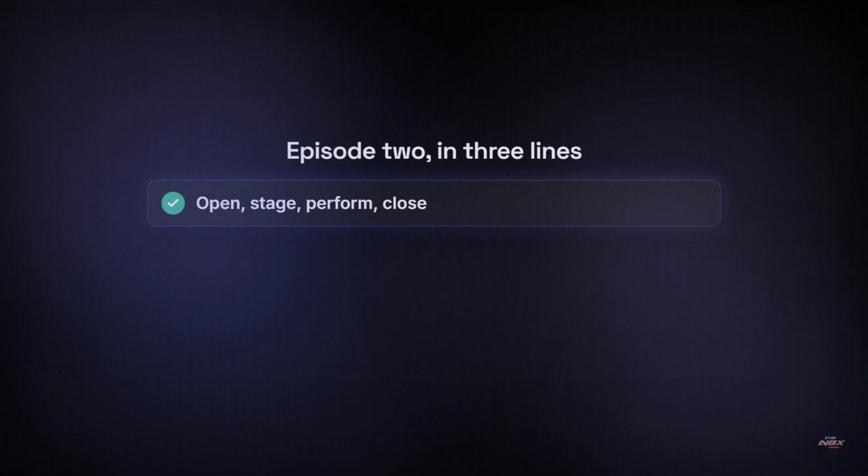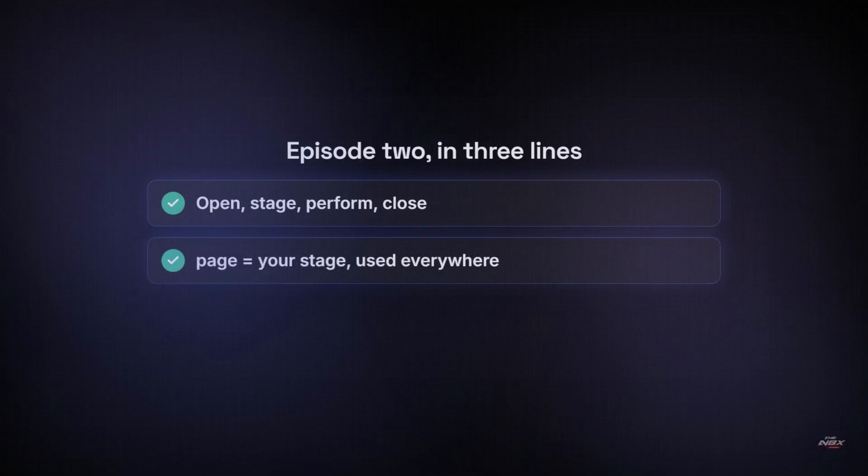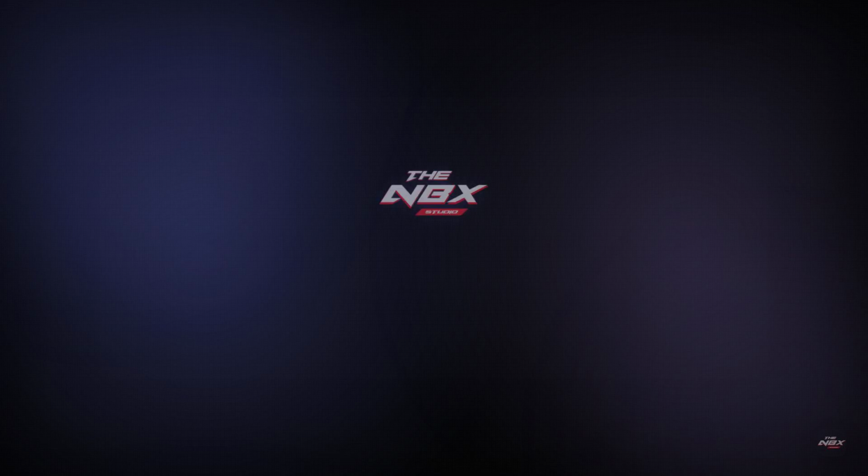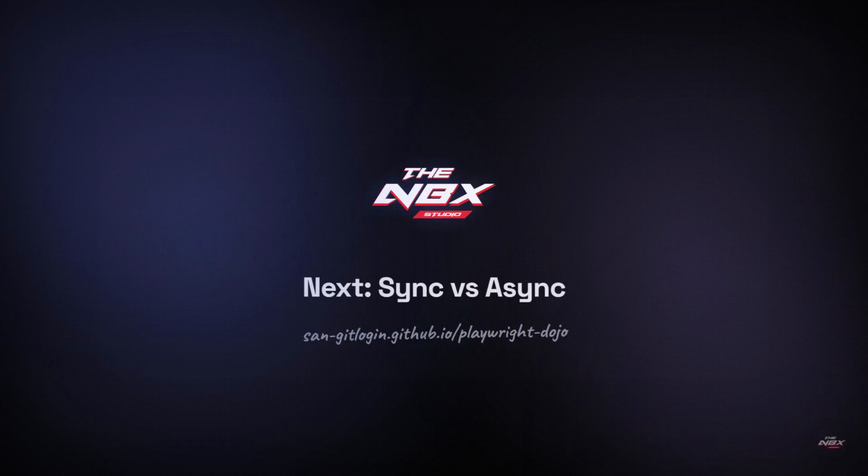So, to recap the episode, every script you write opens a theater, gets itself a stage, performs, and then closes. The page object is your lead actor, and go-to waits for the page, so that you never have to. Next episode, sync versus async, and why you can safely ignore one of them for now.